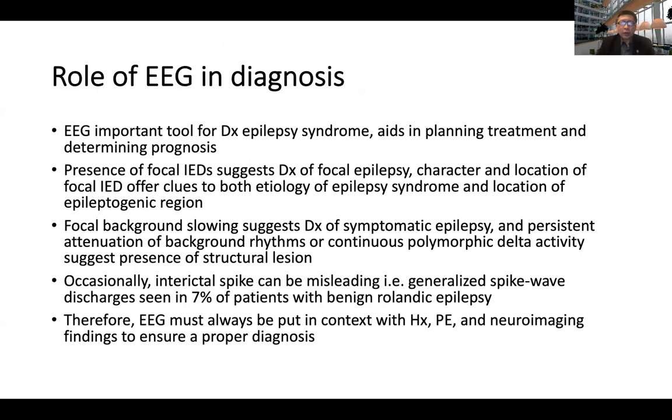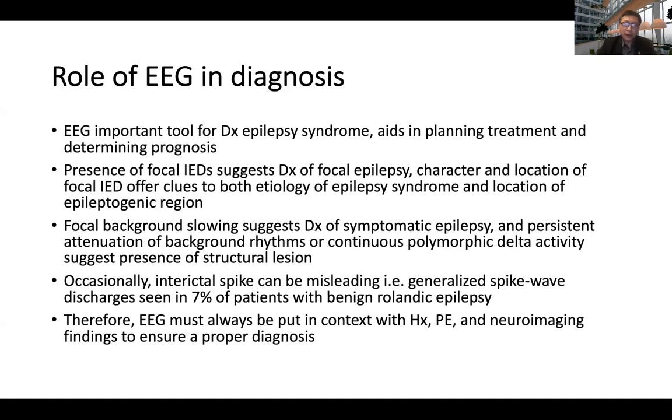So what about the role of EEG in diagnosis? EEG is an important tool for diagnosing epileptic syndromes, aiding in treatment planning and determining the prognosis. The presence of focal IED suggests the diagnosis of focal epilepsy. The character and location of focal IED offer clues to both the etiology of the epilepsy syndrome and the location of the epileptogenic lesion. Focal background slowing suggests a diagnosis of symptomatic epilepsy, and persistent attenuation of the background rhythm or continuous polymorphic delta activity suggests the presence of a structural lesion.